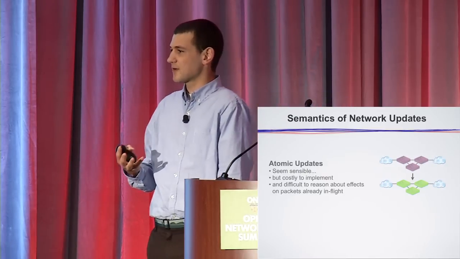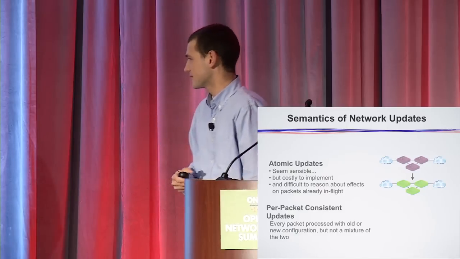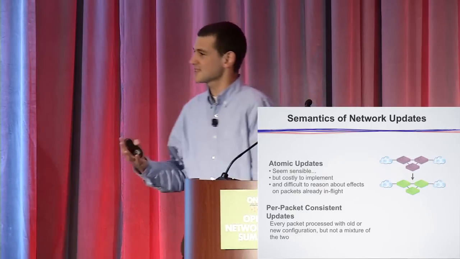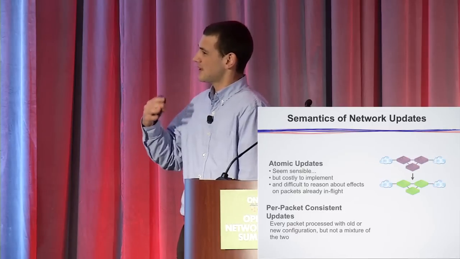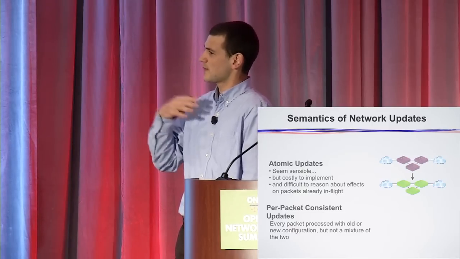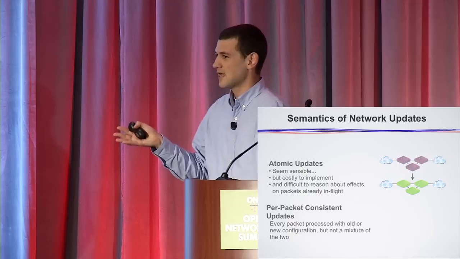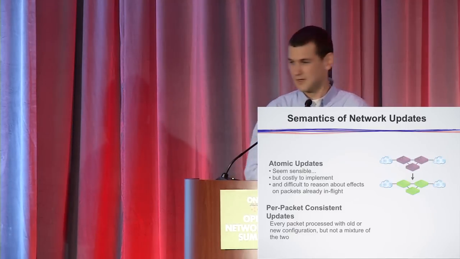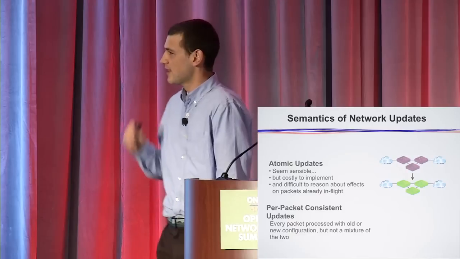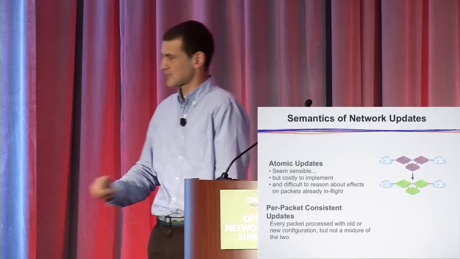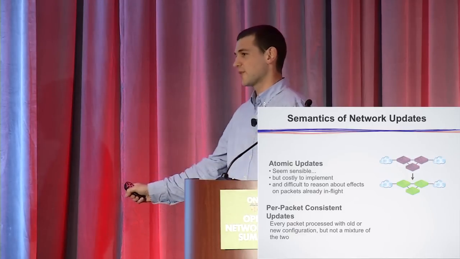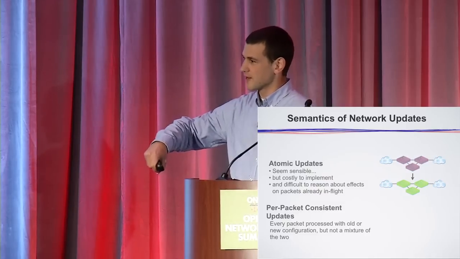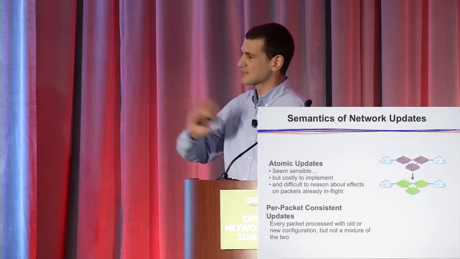So the semantics that we chose instead for this update abstraction is what we call per-packet consistency. And basically what per-packet consistency is inspired by is, well, I just said that it would be tricky to think about if a packet could be processed by a mixture of the two configurations. So let's just dictate that every packet will be processed by just one configuration. And that's exactly what it says. So every single packet, as it traverses the network, will be processed either by the old configuration in place before the update, or the new configuration that's contained in the update, but not some mixture of the two.